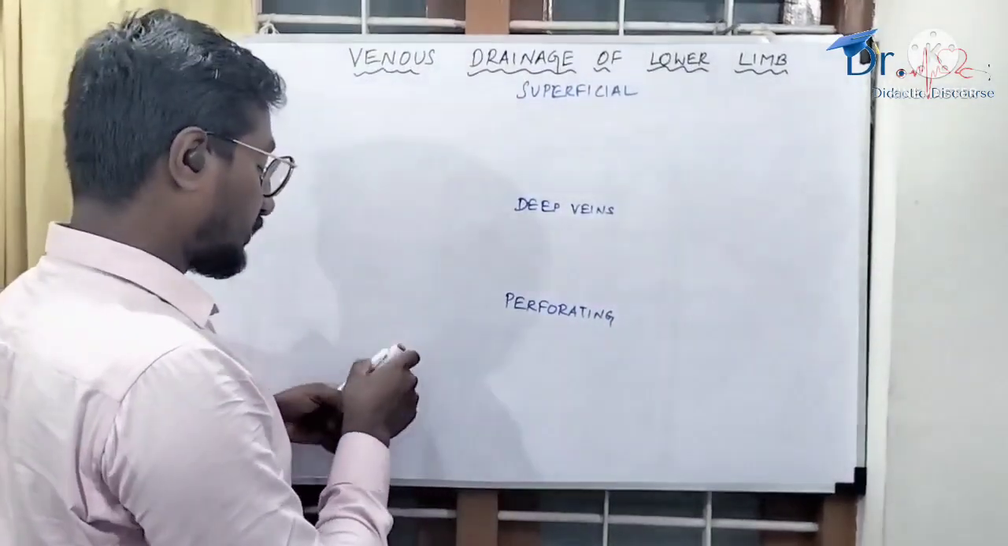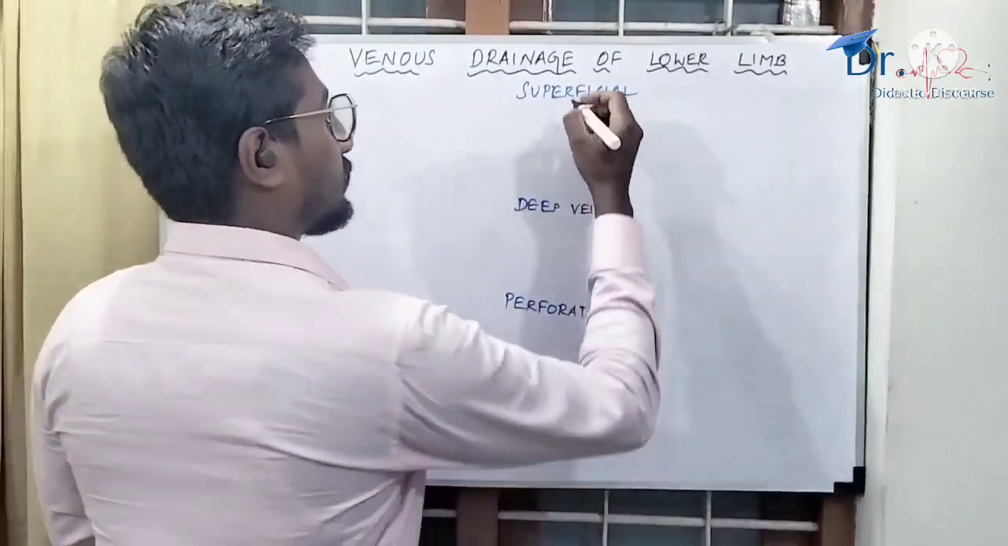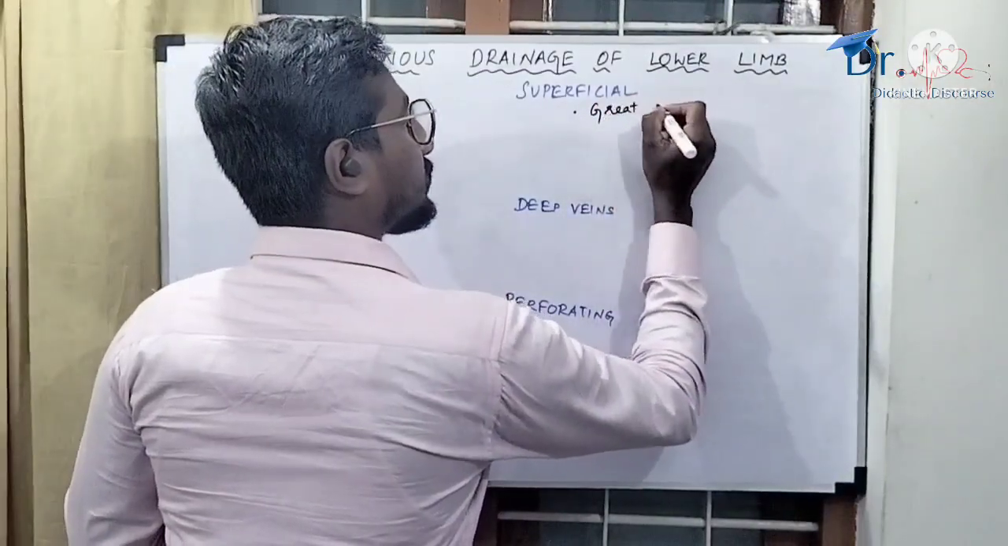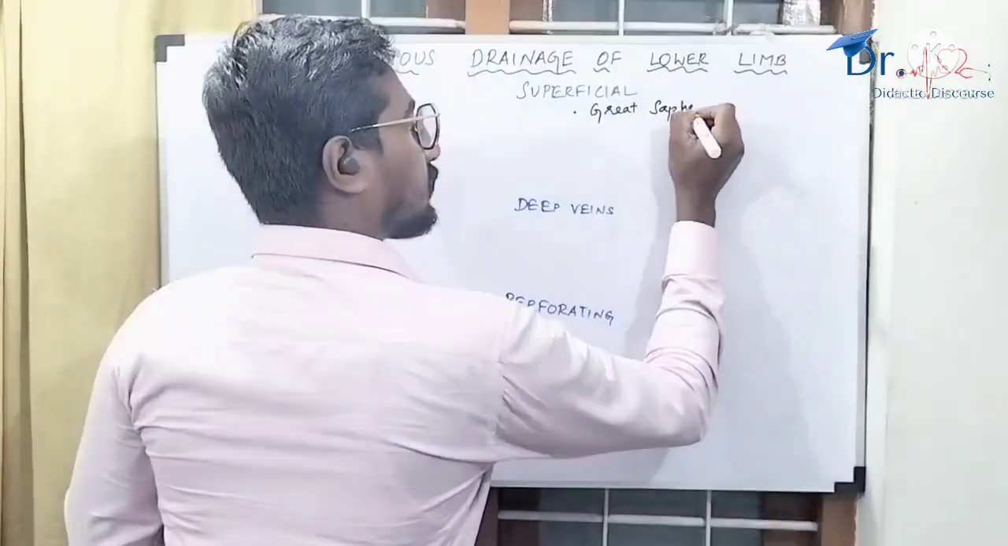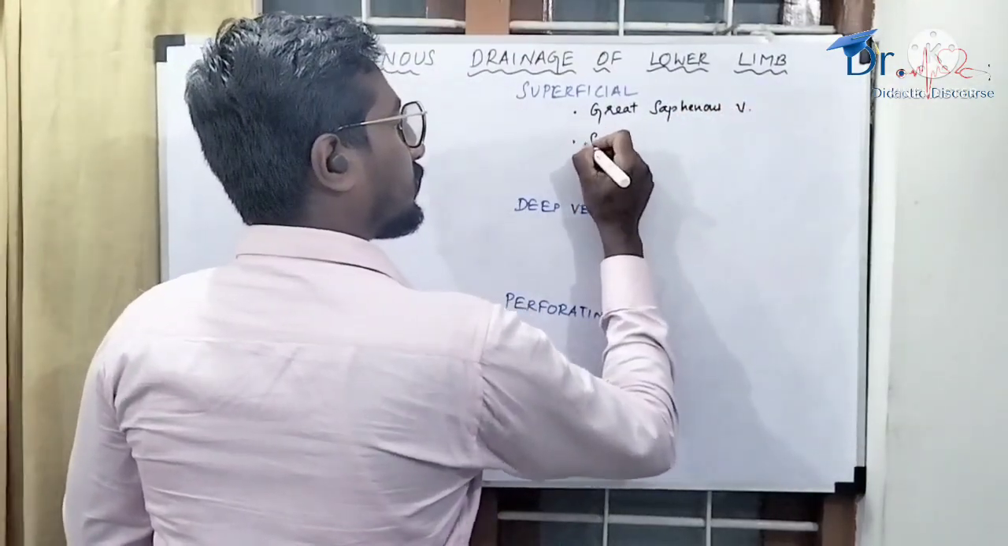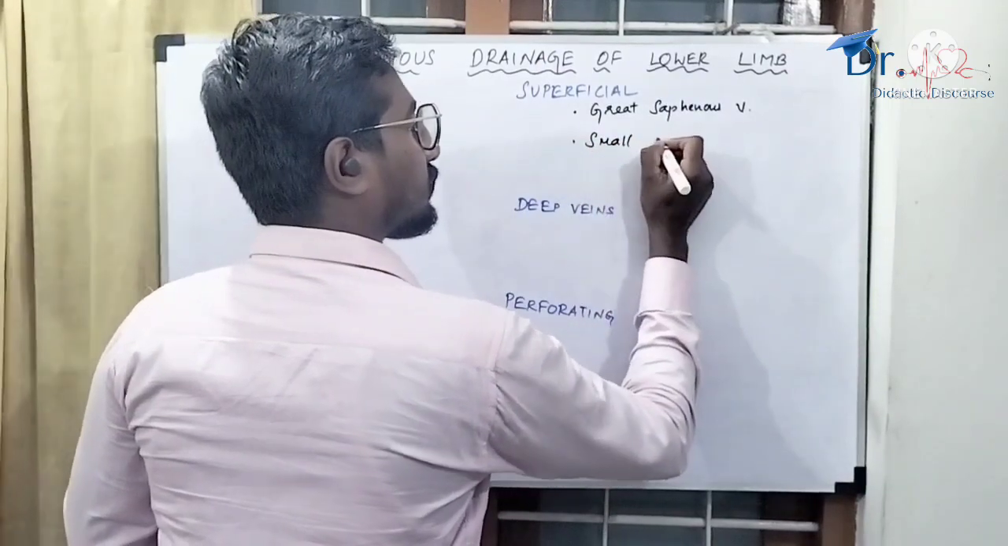So what are the superficial veins that drain blood from the lower limb? They are the great saphenous vein, and the small saphenous vein.